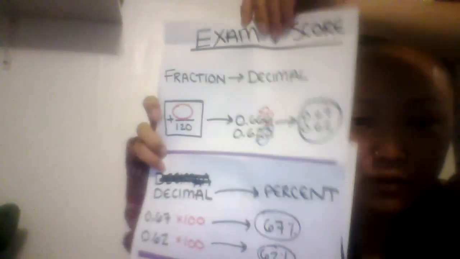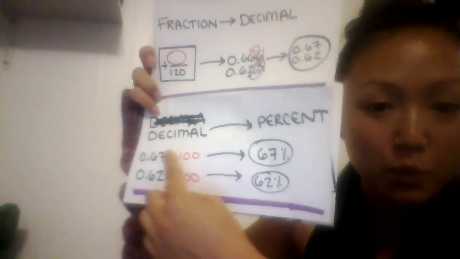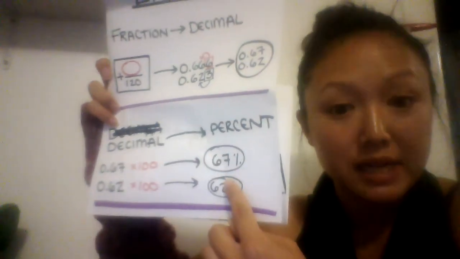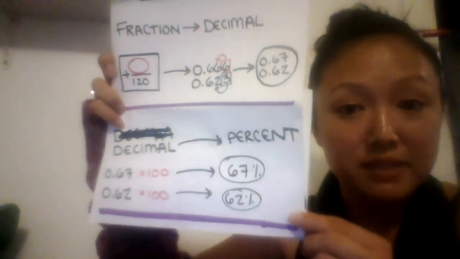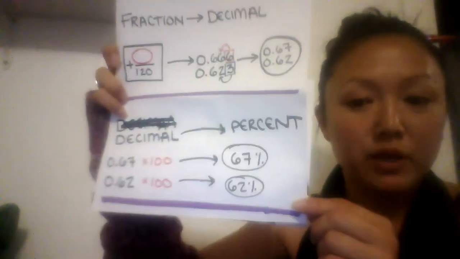remember we've already gone from fraction to decimal up top. We're re-recording our decimal. We're going to times it by 100 and get our percent. So everyone take a minute and circle your percent. Look, we're going step by step. We've already done our first step. Now we're on our second step.